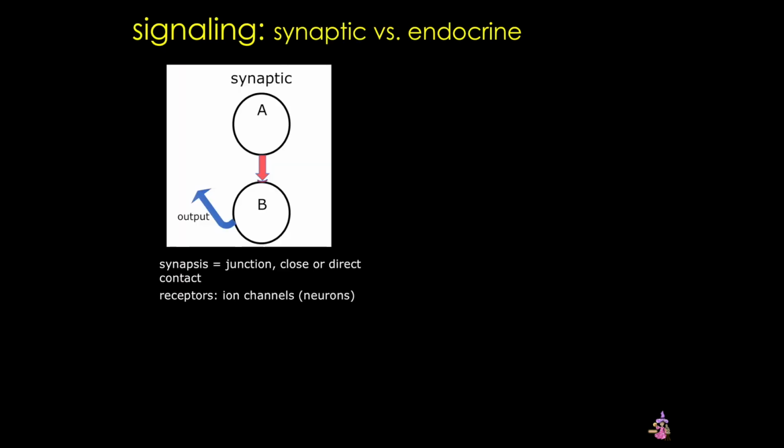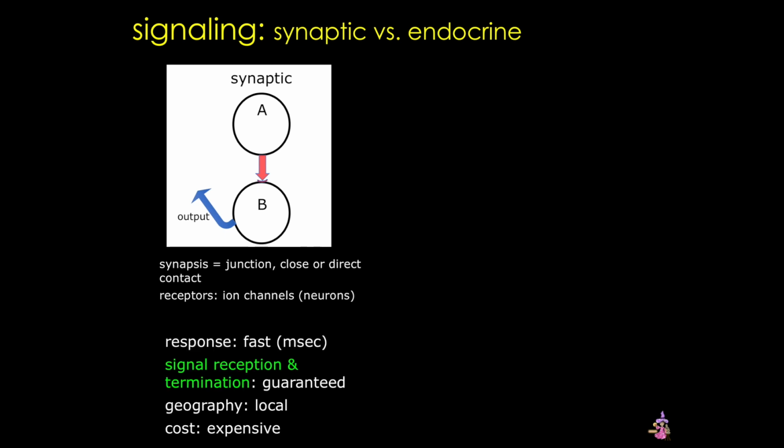Let's think about this again using a simple cartoon. Here, cell A is signaling to cell B via neurotransmitters, and so these cells must be in direct contact or at least close together. This requirement for close proximity means the signal reception and termination are for the most part guaranteed, but it also means this kind of signaling is confined to a smaller local area. So this system is designed for local signaling, much as if I were walking into the next room in order to talk to my husband.